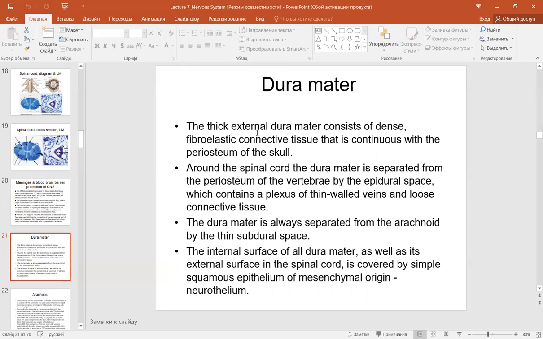The thick dura mater consists of dense fibroelastic connective tissue that is continuous with the periosteum of the skull. Around the spinal cord, the dura mater is separated from the periosteum of the vertebra by the epidural space, which contains the plexus of thin-walled veins and loose connective tissue. The dura mater is always separated from the arachnoid by the thin subdural space. The internal surface of the dura mater, as well as its external surface in the spinal cord, is covered by simple squamous epithelium of mesenchymal origin, which is called neurotelium.